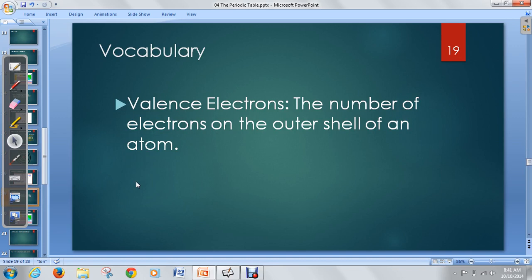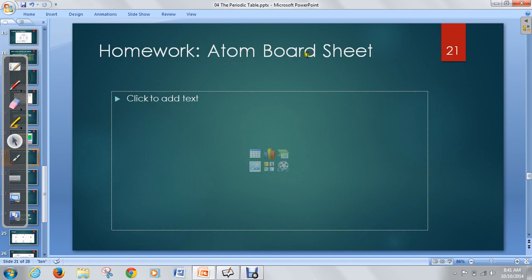I know that's a lot of new terminology, but go back through and get a good feel. Try and practice a couple of examples to see if you're really getting down the shell diagrams and how to calculate the protons, neutrons, and electrons. Also make sure you do the homework assignment, the atom board sheet, I believe it's called on the website, and that's just a lot of examples of calculating the protons, the neutrons, the electrons, and the electron shell diagrams.